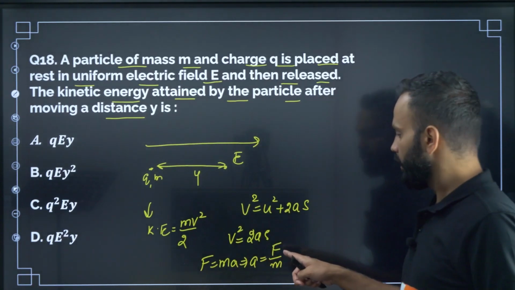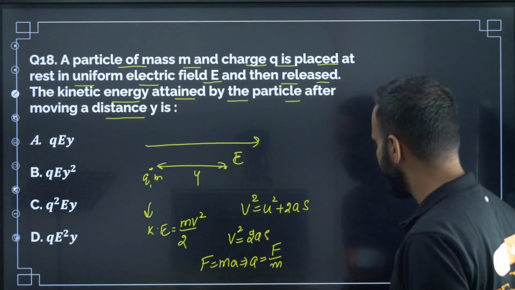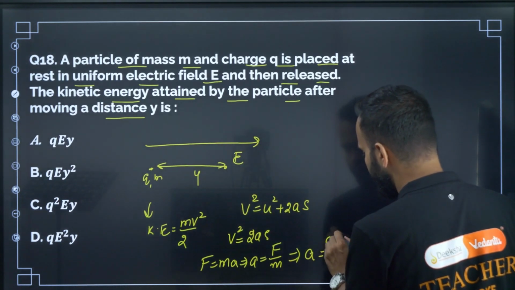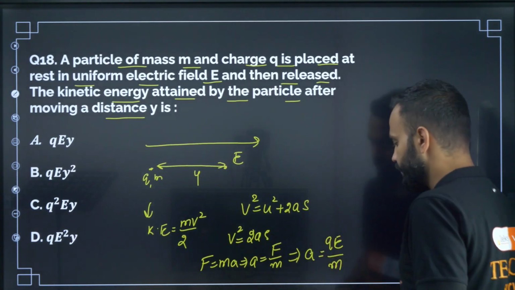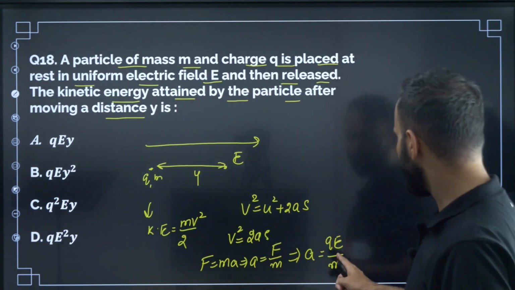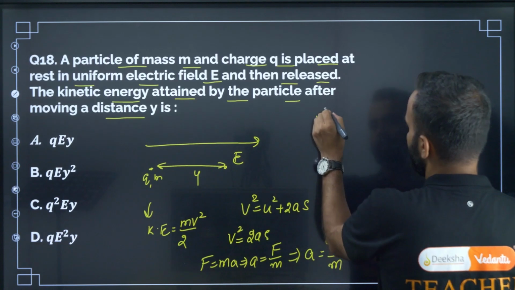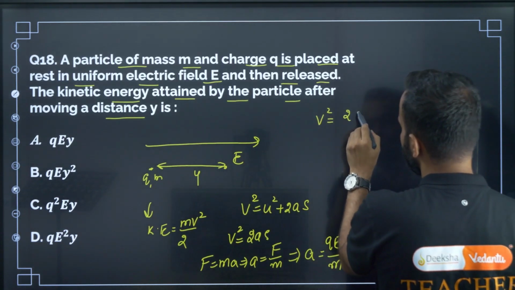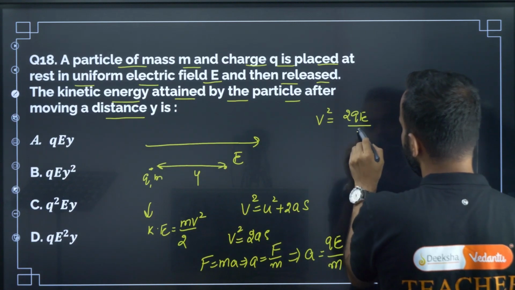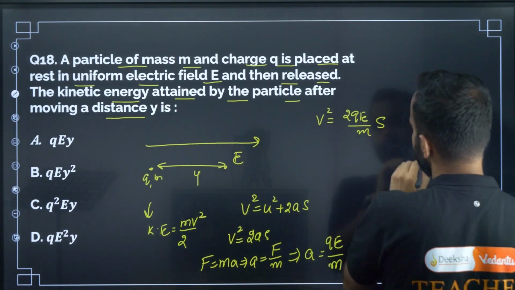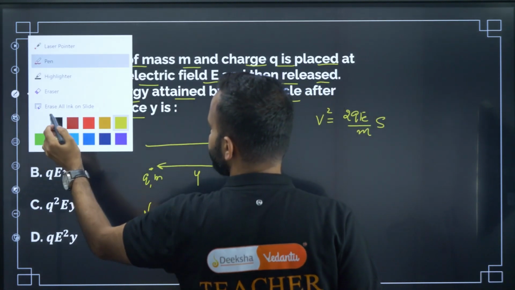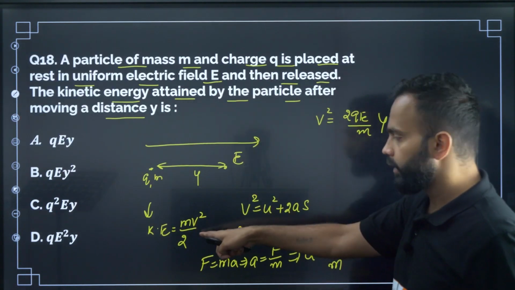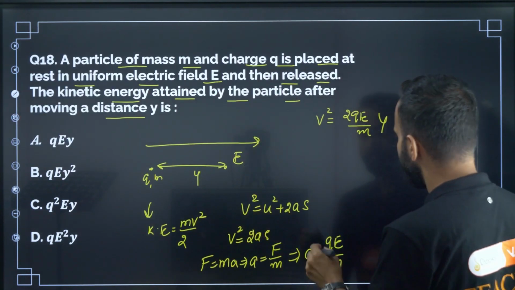In this case, the force is electrostatic force, so a equal to q into E divided by m. Now v square equal to 2 into q into E divided by m into s. In this case s is y.